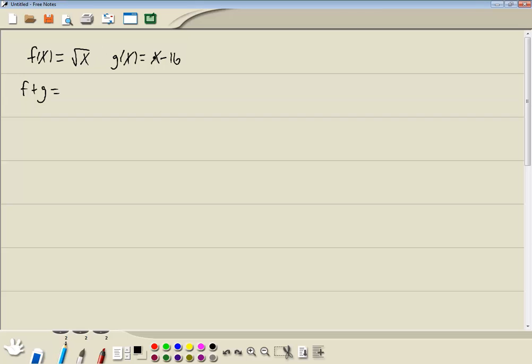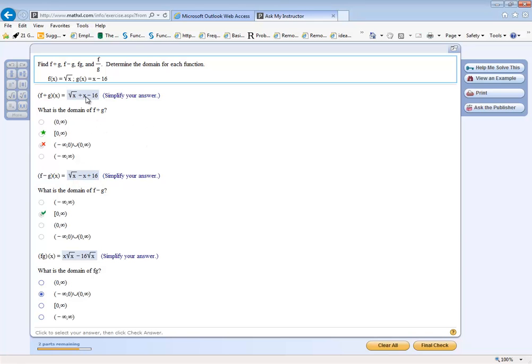Well, we just add this function to this function. So we've got square root of x, put parentheses around it, put a plus between them, and then x minus 16. Now those parentheses aren't actually doing anything, so I can drop them. So we've got square root of x plus x minus 16. And that's this first part.